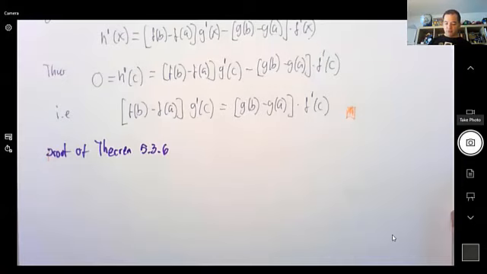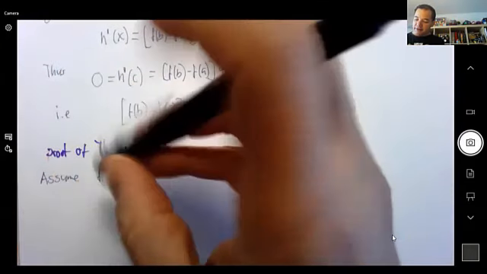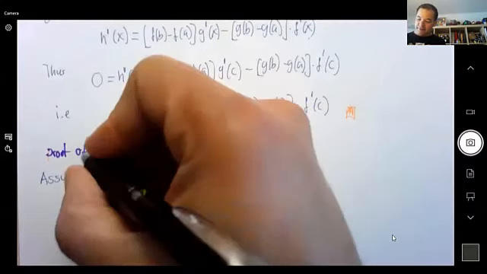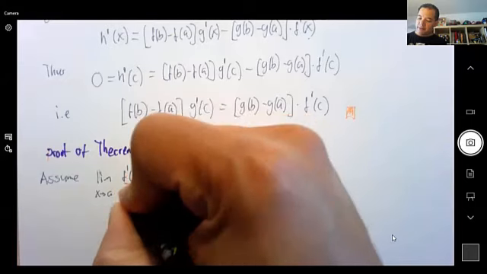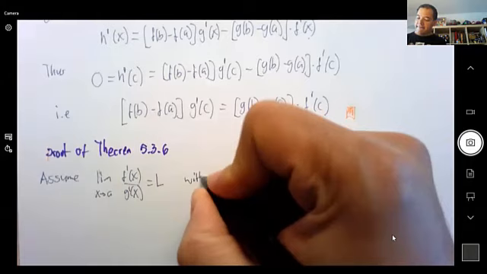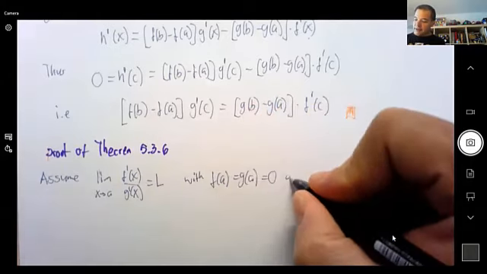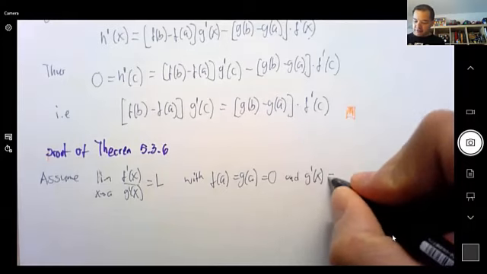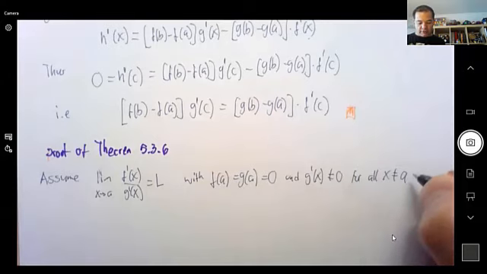Good. So what is it that we need to assume? Let's write down the things that we need to know. We're going to assume the limit of f prime over g prime exists, so f prime over g prime equals L, with f of a equals g of a equals zero, and g prime of x is not zero for all x not equal to a.